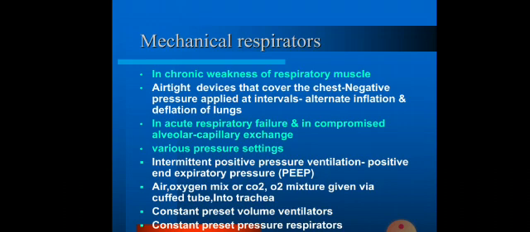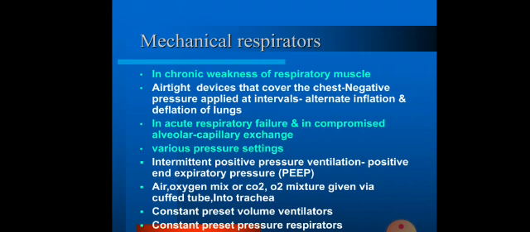Now when the pressure inside is increased, expiration takes place because of compression, and when the pressure is reduced below atmospheric pressure, inspiration will take place. The advantage is it can be used in chronic patients, but the disadvantage is it cannot be given to a patient immediately, as it will be available only at very established hospitals.